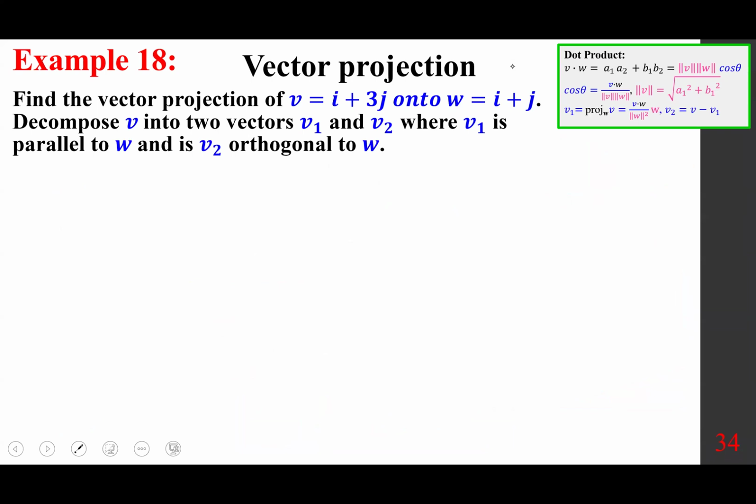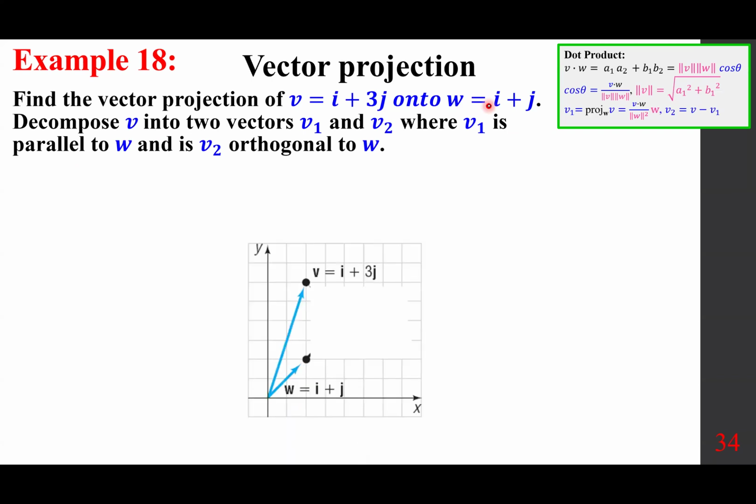So a simple example to make some sense out of this. Find the vector projection of V, which has the components i and 3j, onto W, which has components i and j. Decompose V into two vectors, V1 and V2, where V1 is parallel to W and V2 is orthogonal to W. So the idea is that V, remember, is i and 3j, so you are looking at this one.